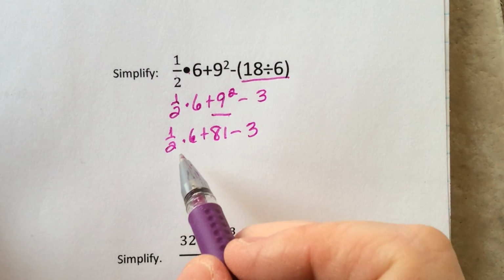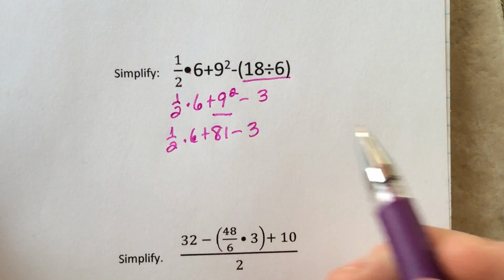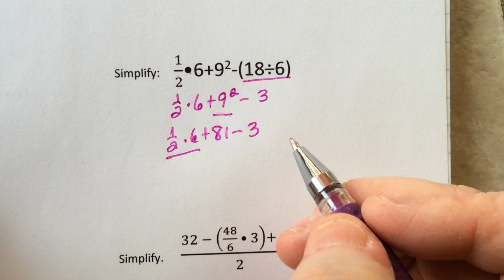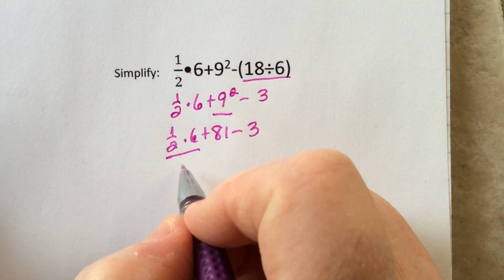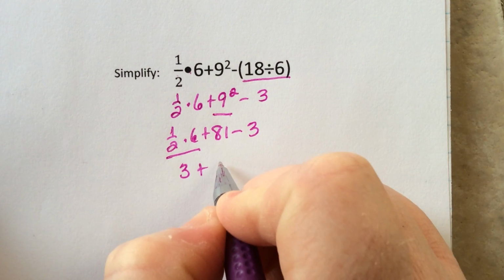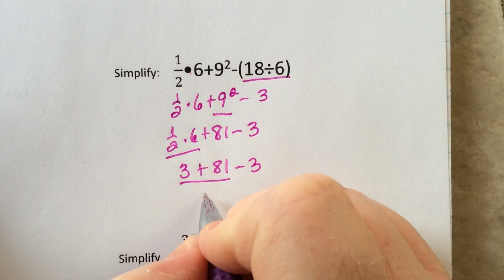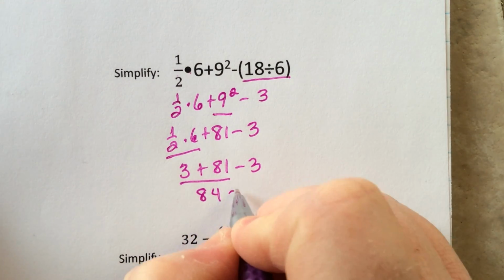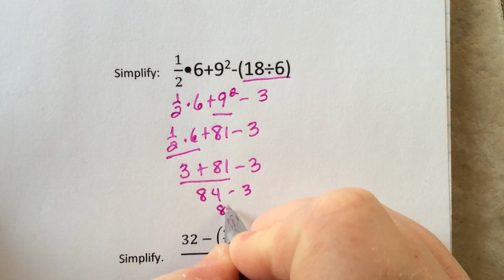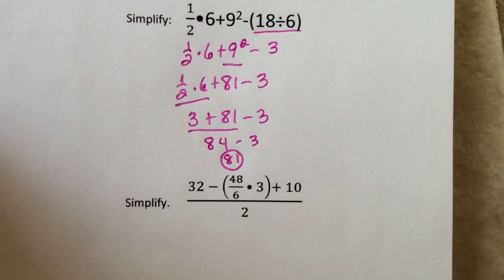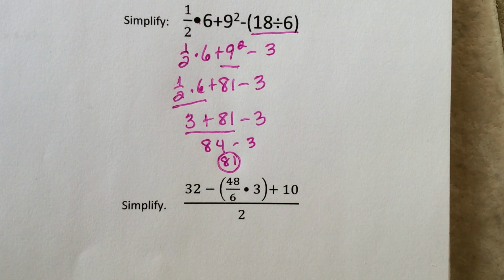Okay, now I have multiplying, adding, and subtracting. I'm going to go with multiplying next. 1/2 times 6. That is the same thing as 6 divided by 2, so it's 3 plus 81 minus 3. 3 plus 81 is 84 minus 3. My answer would be 81. Okay, the next problem here you're going to do.